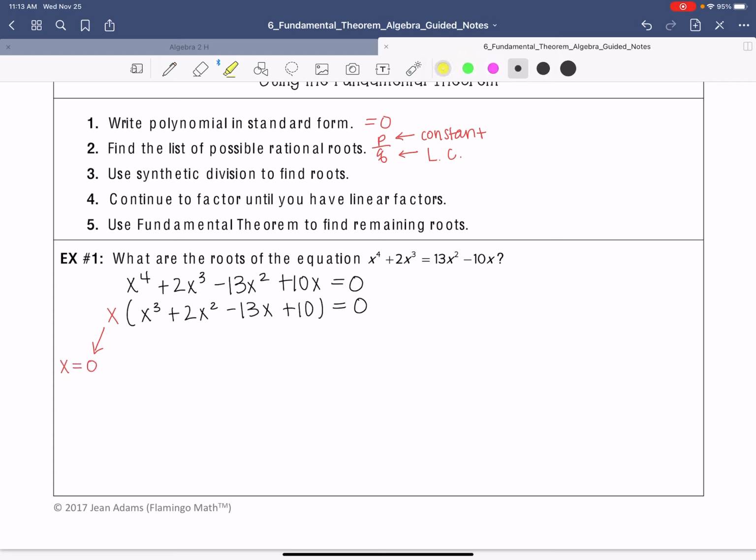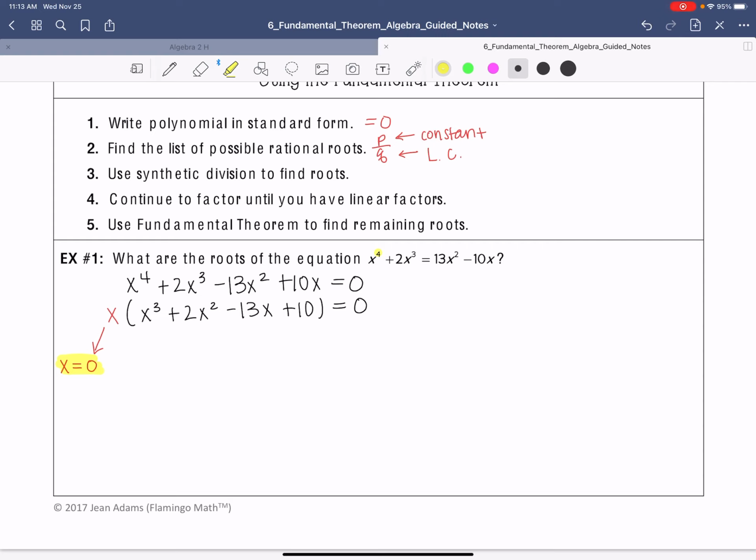This is our first root. This is our first 0. X equals 0 is our first 0. We should have a total of 4 solutions to this because it's a 4th degree polynomial, so I should have 4 solutions, 4 zeros, 4 roots, whatever we want to call it.